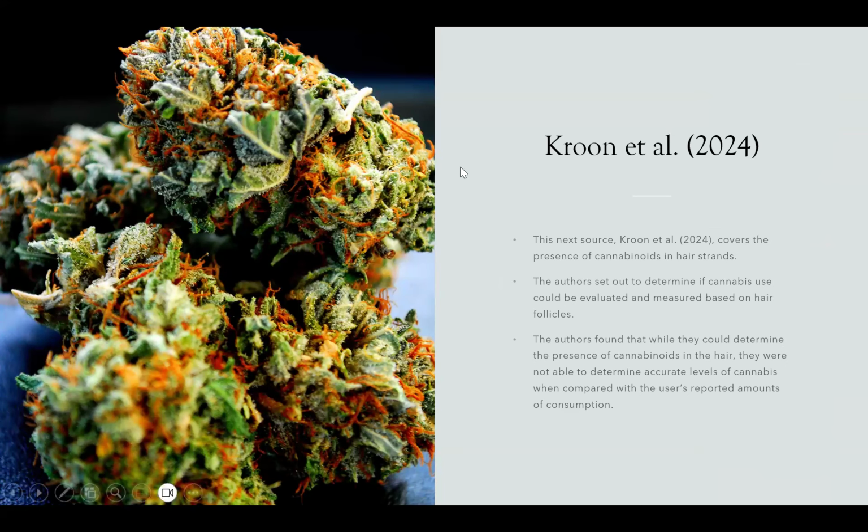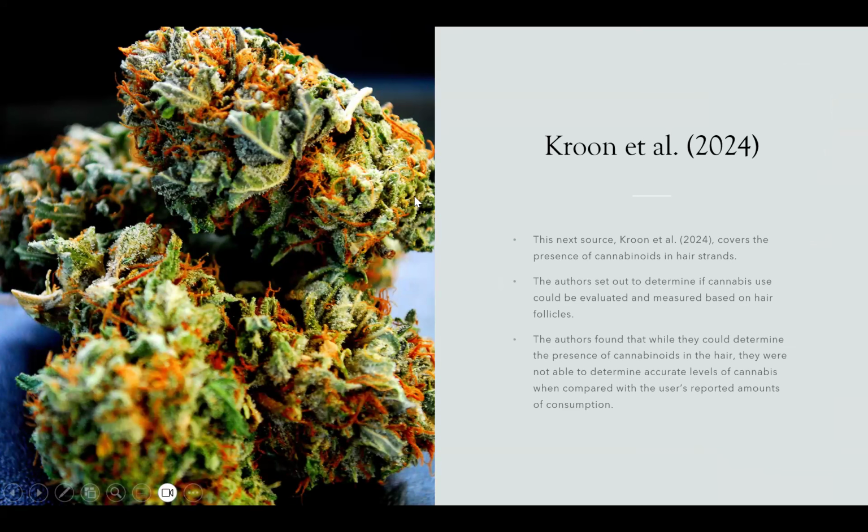This next article, Kroon et al., covers the presence of cannabinoids in hair strands. These authors set out to determine if cannabis could be evaluated and measured based on hair follicles.